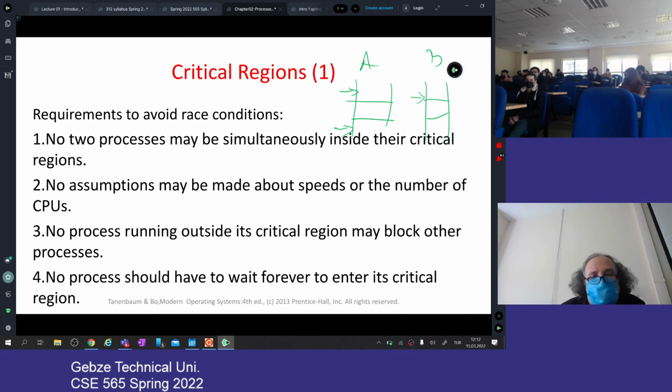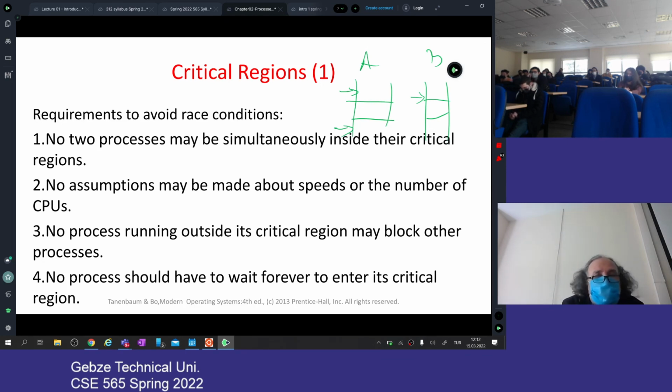Of course, don't do that. That's what it says: no process should have to wait forever to enter its critical region. So if you block everybody from entering the critical region, you solve the problem of race conditions, right? But you kill all the processes. Then what is the point of having multiple processes?